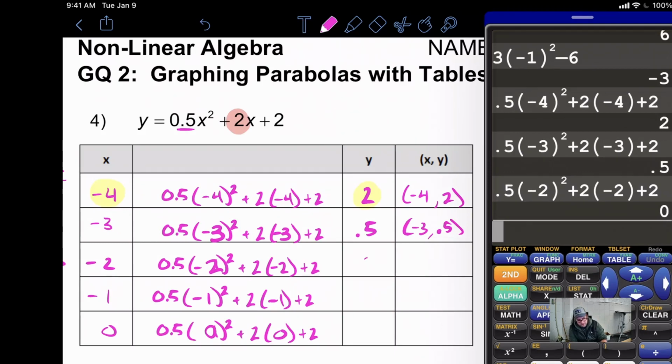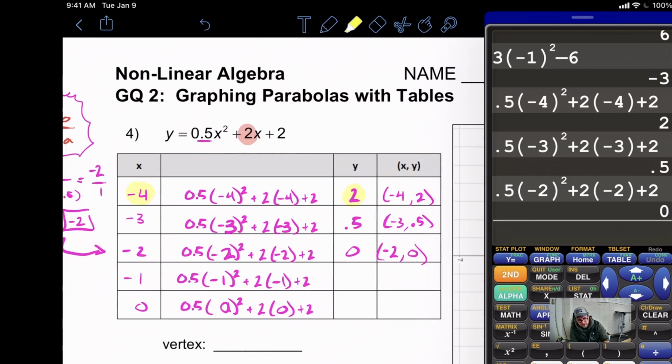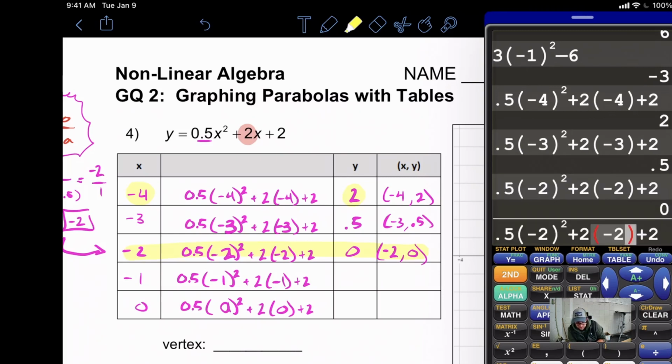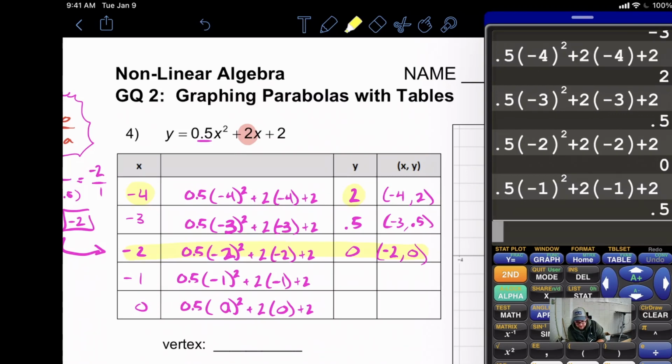And when I do that, I get 0. So I get -2, 0. Remember, the middle one always is going to tell us our vertex. So our vertex will be at -2, 0. And then we'll continue on. Let's do that with a -1. And I get 0.5. So I get -1, 0.5.